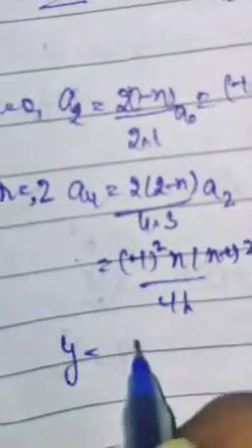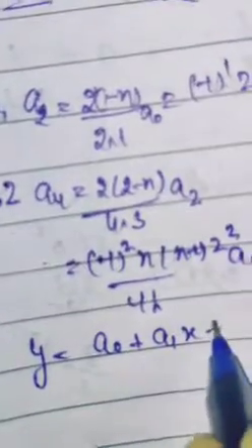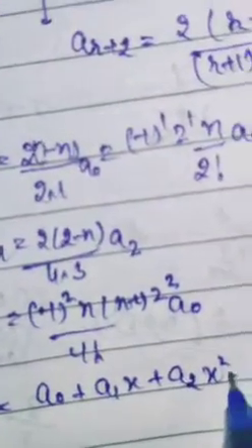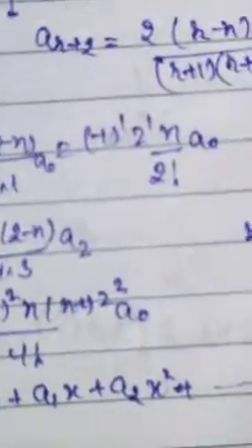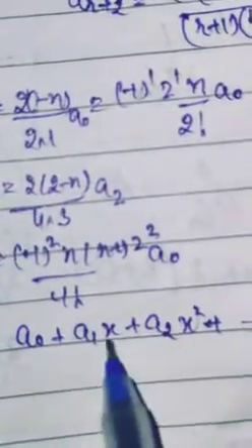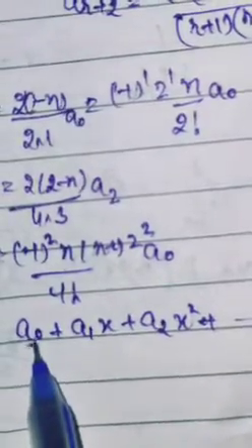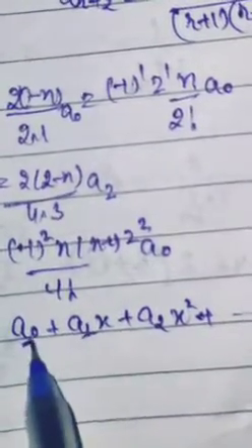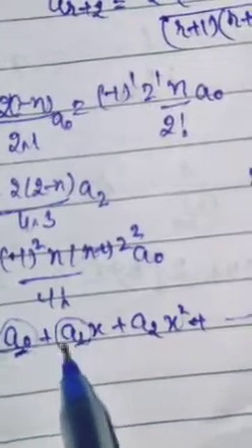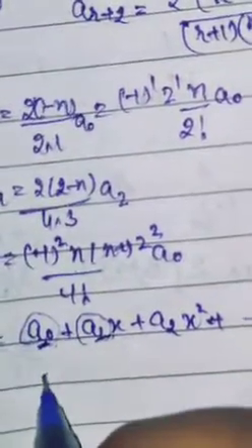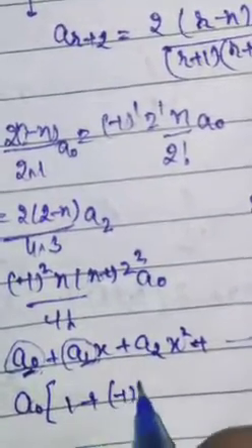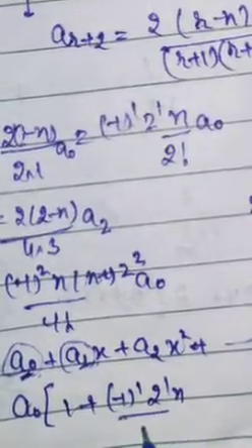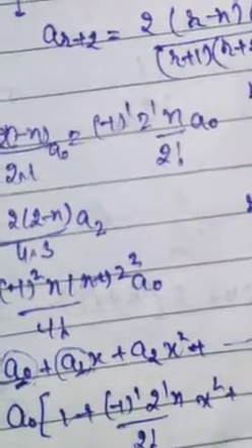The solution was y equals A0 plus A1x plus A2x squared plus A3x cubed and so on, up to infinity. So put the values of A1, A2, A3 as we discussed here, all the terms containing A0 and A1. So we put them here and we get the result: A0 into 1 plus minus 1 raised to the power 1, 2 raised to the power 1 n over 2 factorial x square and so on.